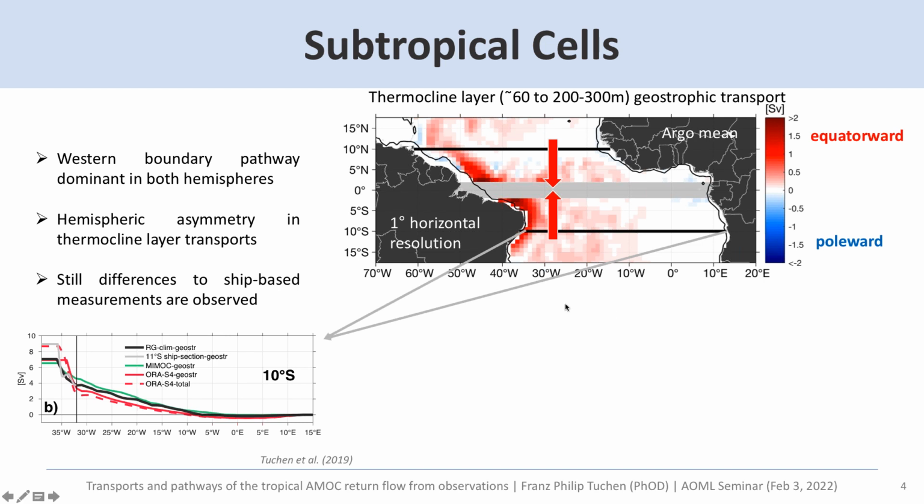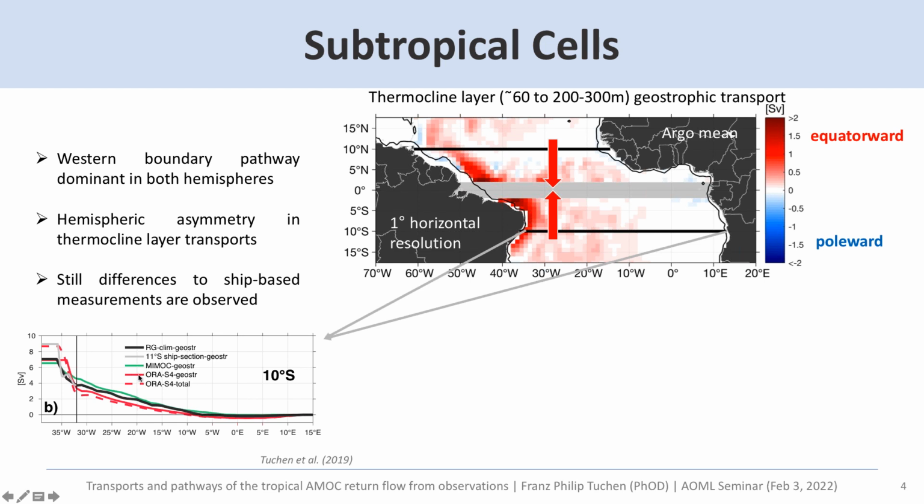just looking at the 10 South section here, and then looking at every grid point and adding the transports from the eastern boundary to the western boundary, which is shown here in this graph. So for different products, in black now, that's the Argo data that is shown here. We also did this for the AMOC climatology and for the ORS4 reanalysis.